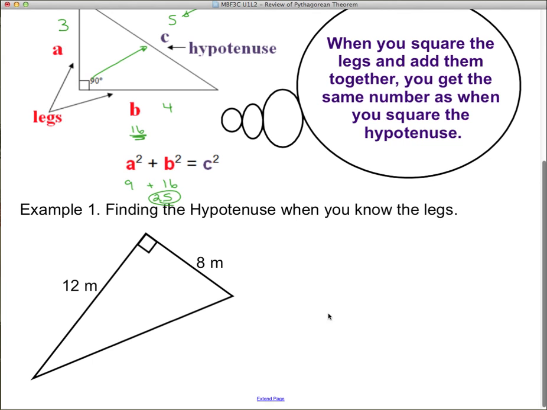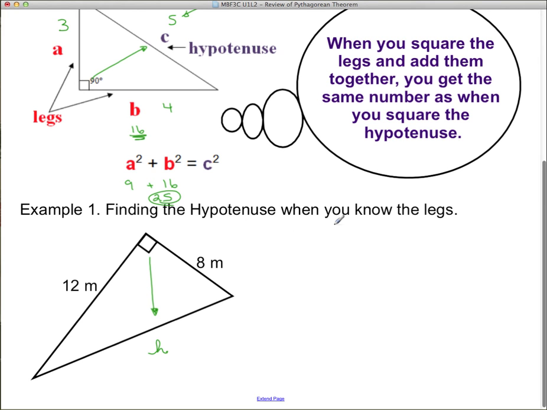Finding the hypotenuse when you know the legs. Okay. So here's an example where we're going to find the long side, the side that this is pointing at. We are going to find that side. Let's put a letter on it. I'm going to put H for hypotenuse. I like that better than C.